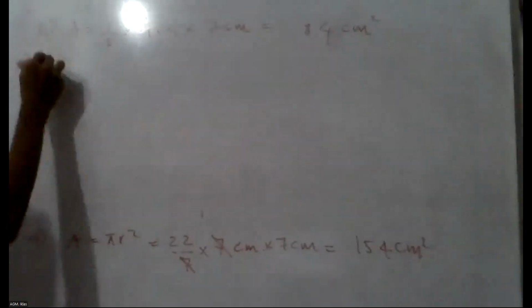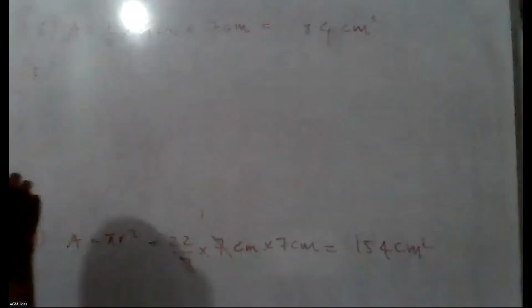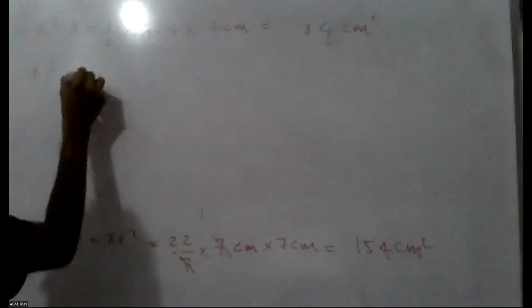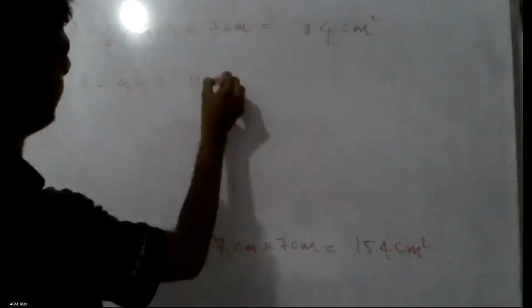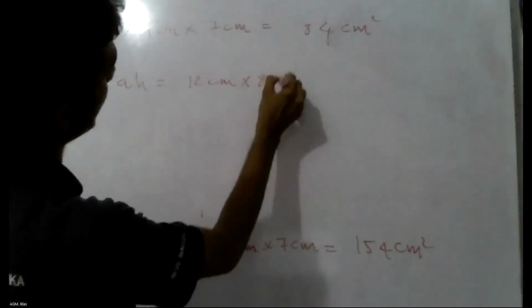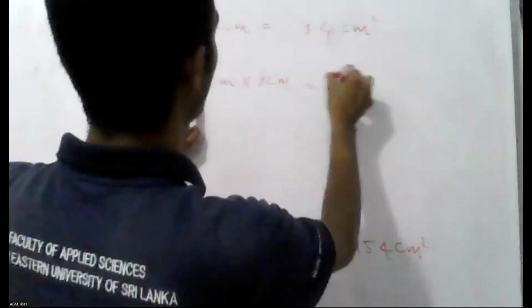And again, F, we have been given a parallelogram. So here we have A is equal to base into altitude. So the base is 12 centimeter into 8 centimeter is the altitude. So 96 centimeter square.